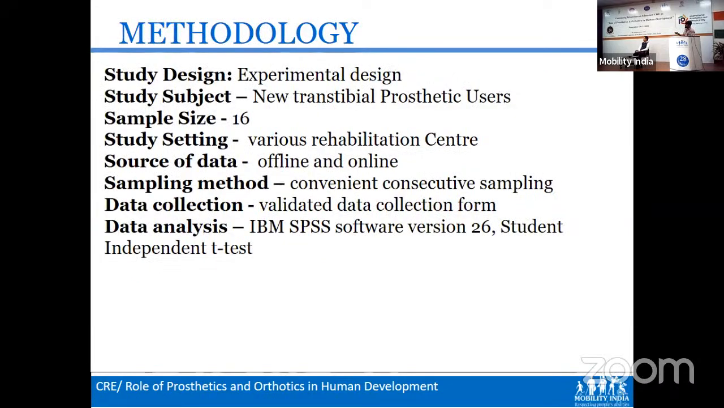The study design was an experimental study design. The study subjects were new transtibial prosthetic users. The sample size was 16. The study setting was various rehabilitation centers in Bangalore, Vellore, and Delhi. The source of data was offline and online. The sampling method was convenient consecutive sampling. For data collection, a validated data collection form was used, which considered BBS, FSST, the 10-meter walking test, and the L test. The data analysis was done with IBM SPSS version 26, and the test used was the student independent t-test.